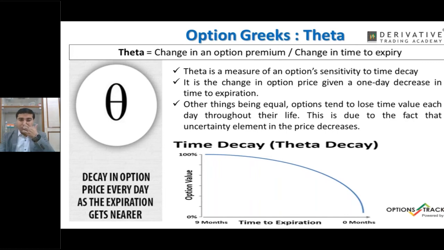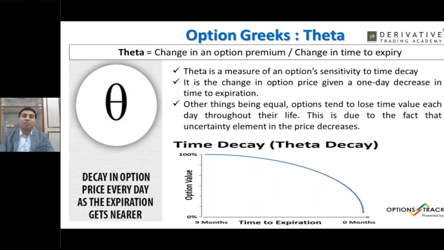You must have noticed that on expiry day, many option premiums remain 0 to 0.5, because the time value goes to 0 and they do not have intrinsic value, because they are at the money or out of the money strikes of that particular underlying asset. So this is the symbol of theta. Theta is the decay in option price every day as the expiration gets nearer.